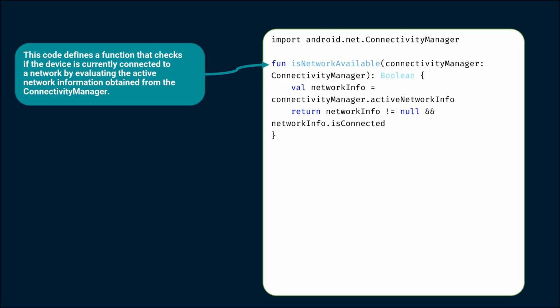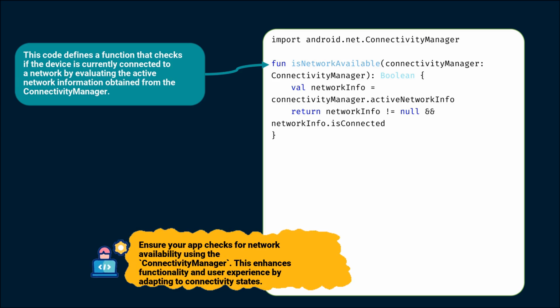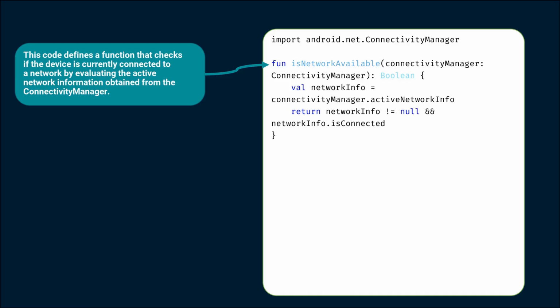Next, we define a function called isNetworkAvailable, which takes a connectivity manager instance as a parameter. Within this function, we retrieve the current active network information using connectivityManager.activeNetworkInfo. Now, this property provides details about the network connection currently in use, if any. To determine if the device has an active internet connection, we're going to check if network info is not null and if the device is connected. If both conditions are met, the function returns true, indicating that network access is available.